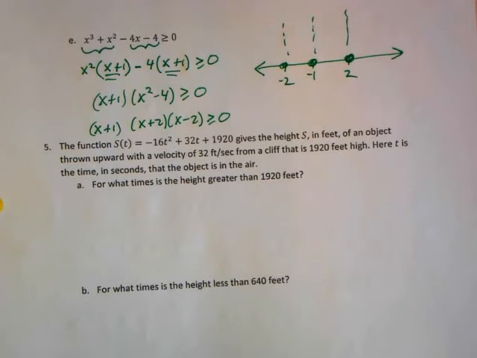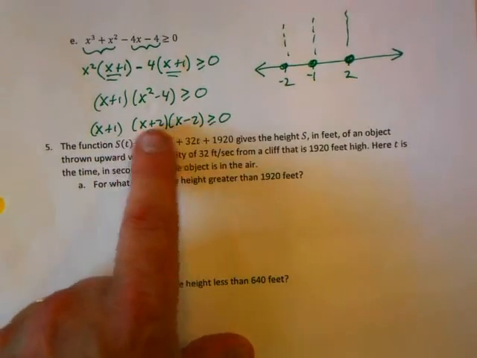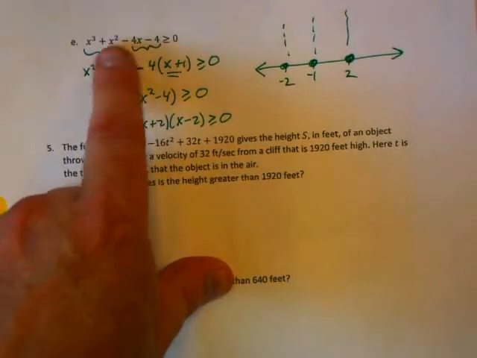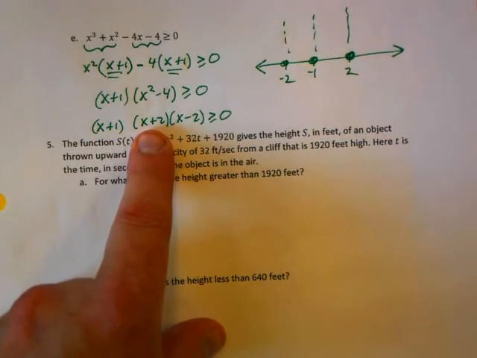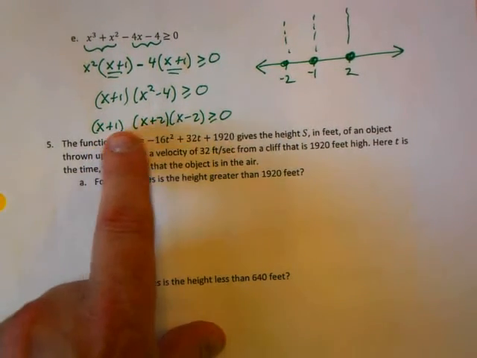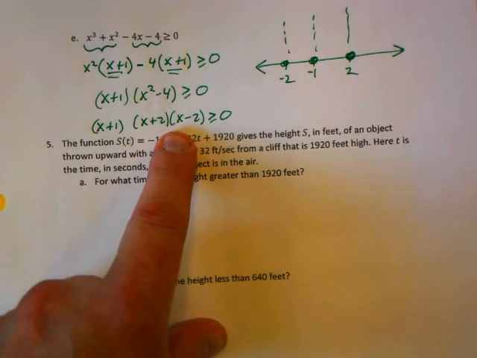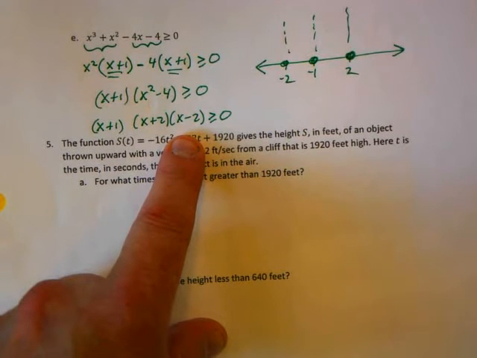What is your favorite number bigger than the number 2? 3? All right, I'm going to take 3, and I find it much easier to plug it in down here where I've factored rather than plug it into the original. So I'm going to plug 3 in here. What's 3 plus 1? 4. What's 3 plus 2? 5. What's 3 minus 2? 1. I had a positive, a positive, and a positive. All 3 of those were positive, weren't they? When I multiply 3 positive numbers, what do I get? A positive.